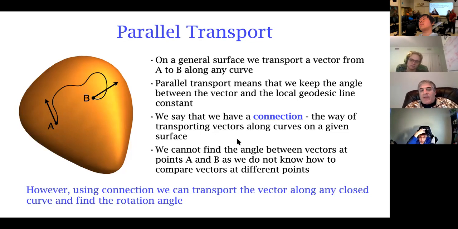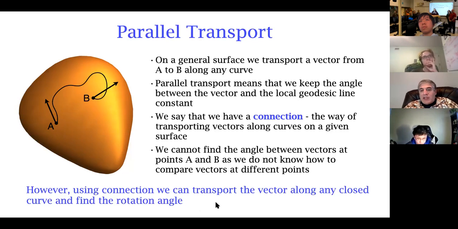Or we say that we have a connection, the way to transport vectors along curves. So for any curve given on a surface, I know how to transport a vector parallel to itself from one end of the curve to the other. Well, using this connection, I can do a very interesting trick. I can take a vector, transport it around a closed loop, and then I get back to the same point. And at the same point, I can compare two vectors, and I can in particular measure how much the vector is rotated. Okay.